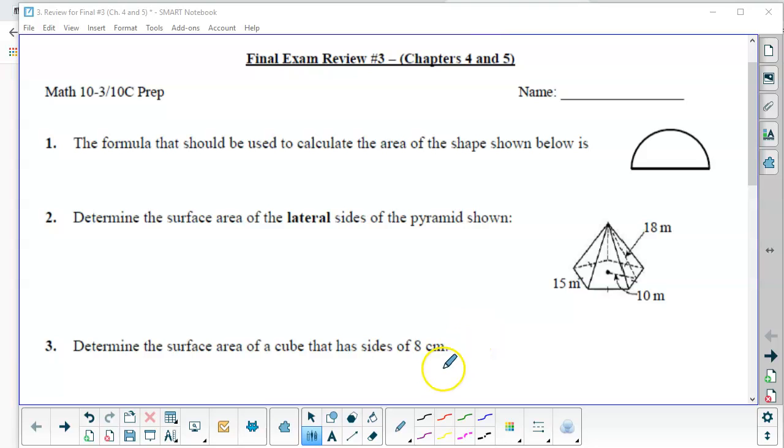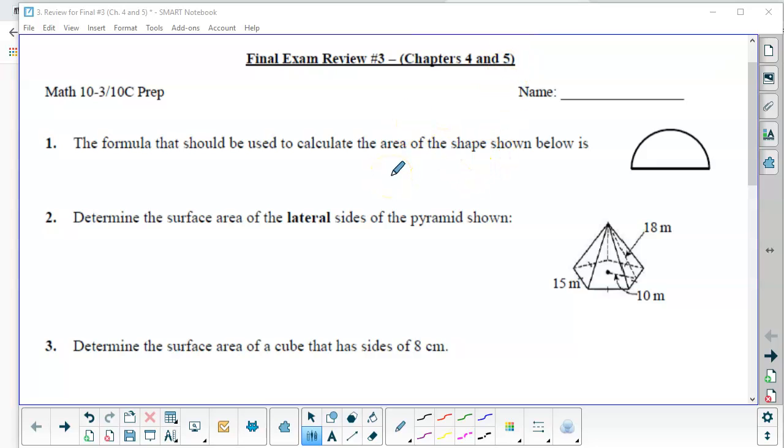Okay, we're reviewing for your final exam. These chapters 4 and 5 will be on your second part of your final exam. Your final exam is during class time. First part in one class, second part in the next class. And so second part will be on chapters 4, 5, 7, and 8.